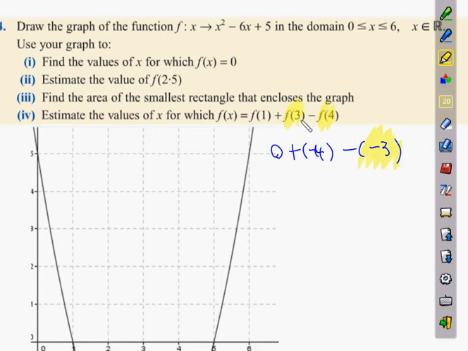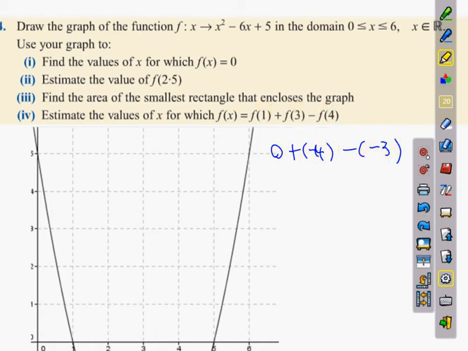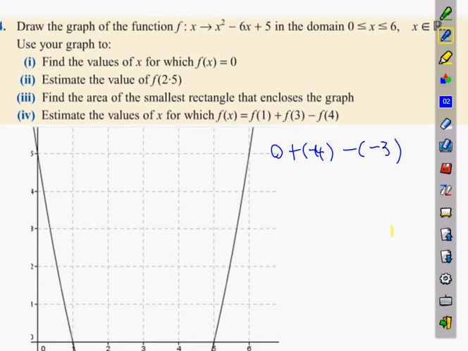f of 3 is minus 4, and f of 1 was 0. Okay? So what happens when you put that into the calculator? What do you get? You're going to get f of x equals minus 1.